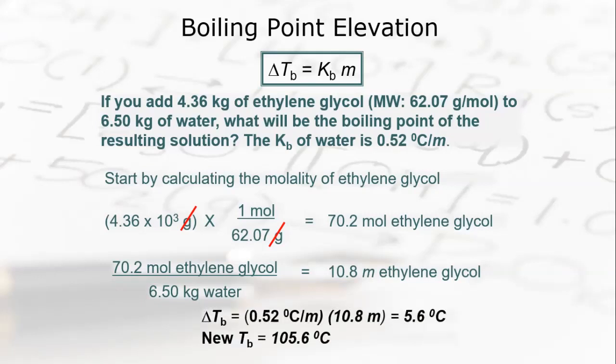So 0.52 Celsius per molal, that's what the Kb of water is, times the molality, 10.8, that's 5.6 degrees Celsius. So that's the elevation of the boiling point, the increase in the boiling point. So if the normal boiling point is 100 and it increases by 5.6, that means your new boiling temperature is 105.6 degrees Celsius.